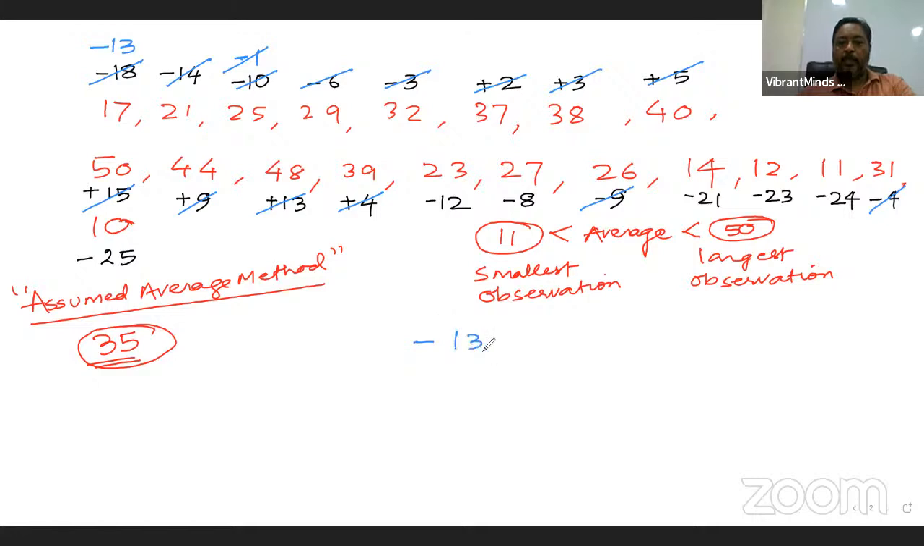So it is minus 130 and how many? 20 numbers. So can I say it is what? Minus 6.5. Whatever I have assumed as average, 35 minus, I will do 6.5 and my answer is how much? So 35 minus 6 is 29, 29 minus 0.5 is 28.5 and this is your answer. This is your average.